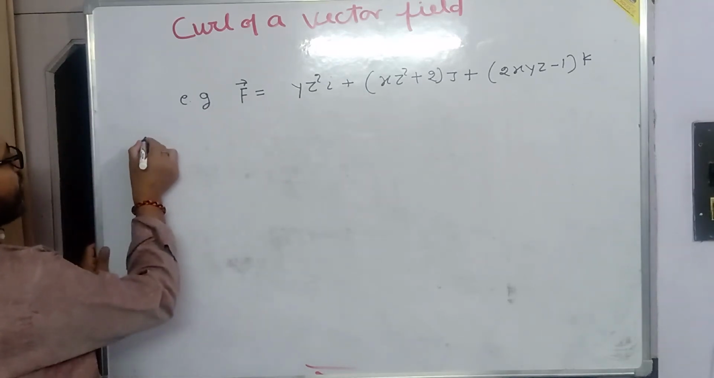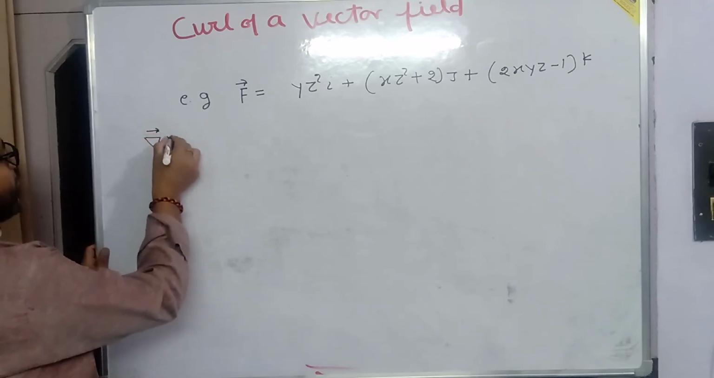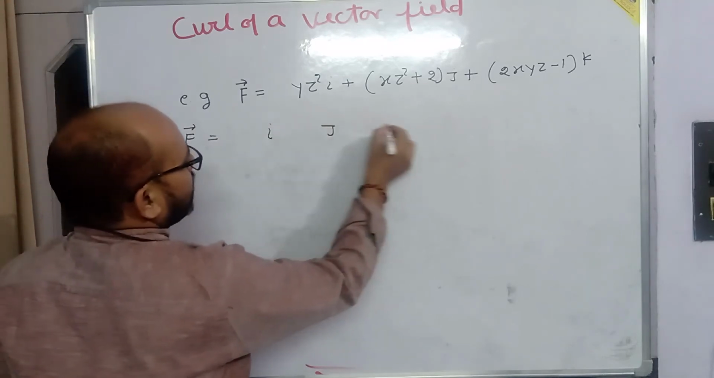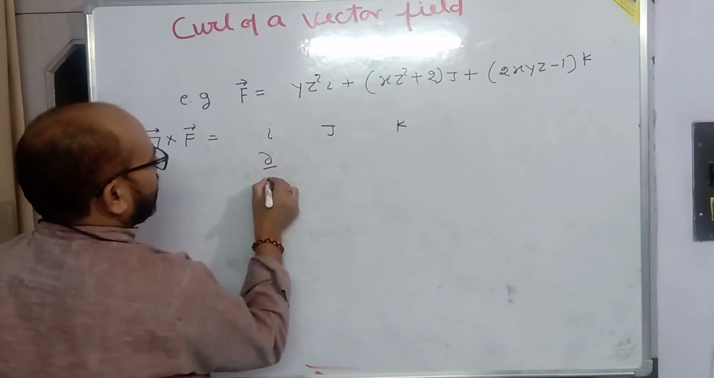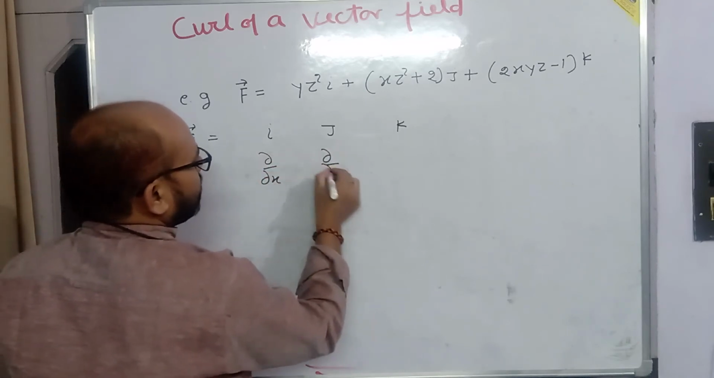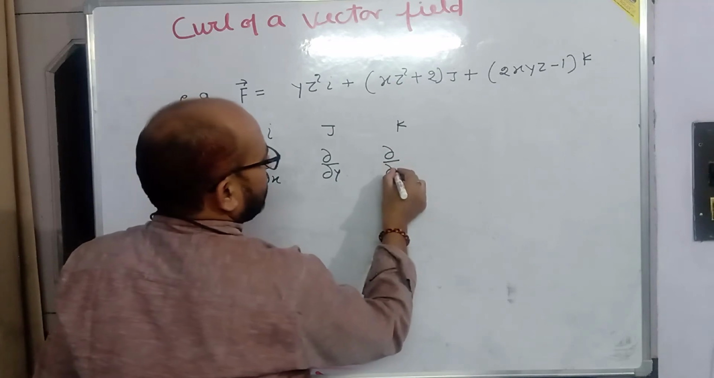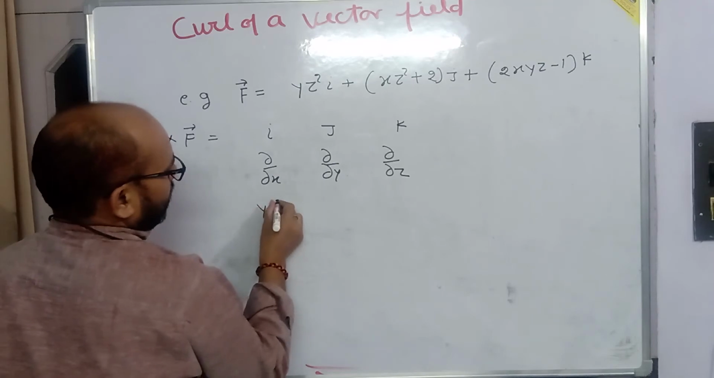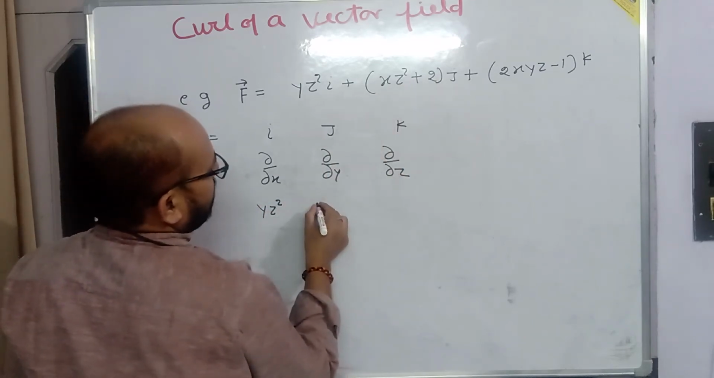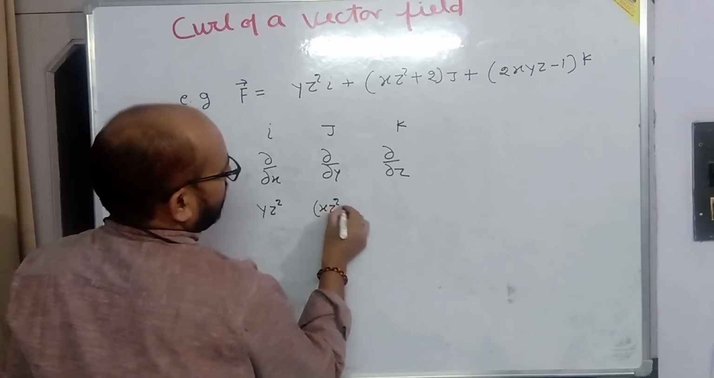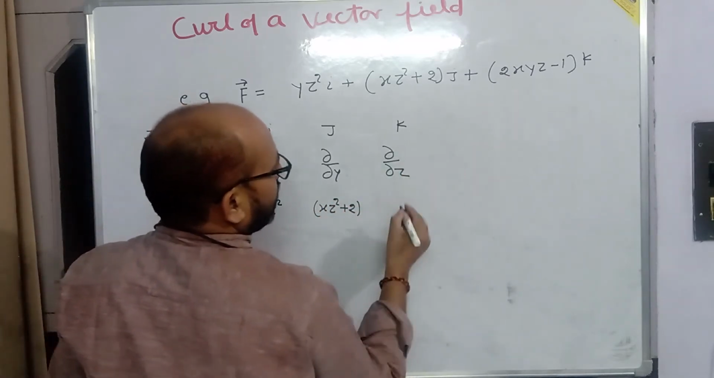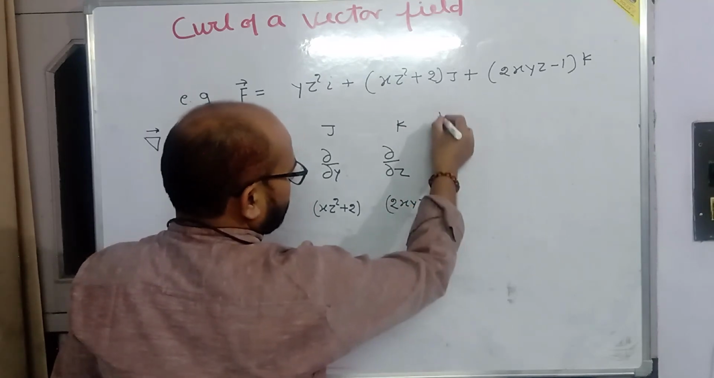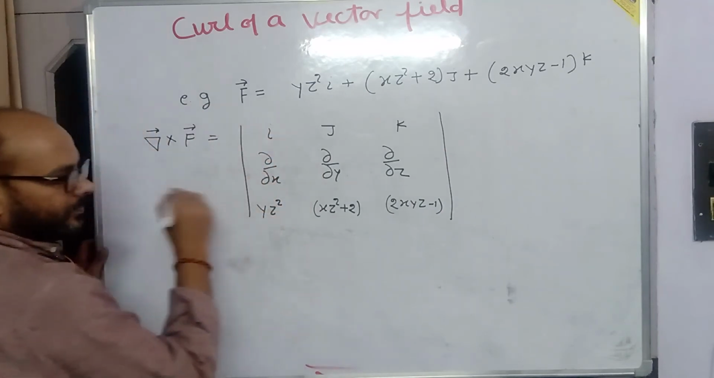So the curl of a vector field means the del operator cross f. Simply write in determinant form: i cap, j cap and k cap; del by del x, del by del y and del by del z. The component of i cap is y z square, the component of j cap is x z square plus 2, and the component of k cap is 2xyz minus 1.